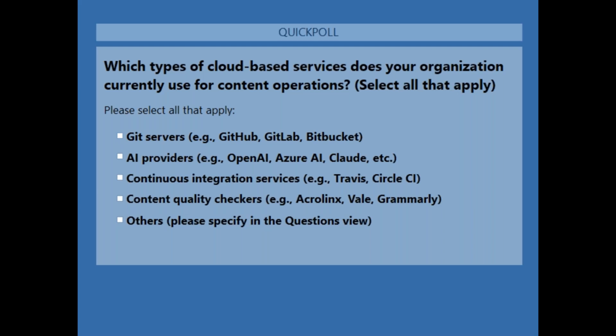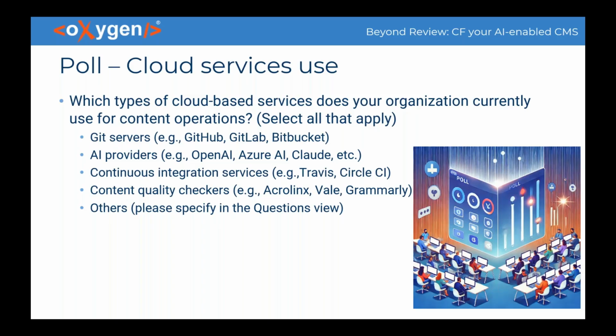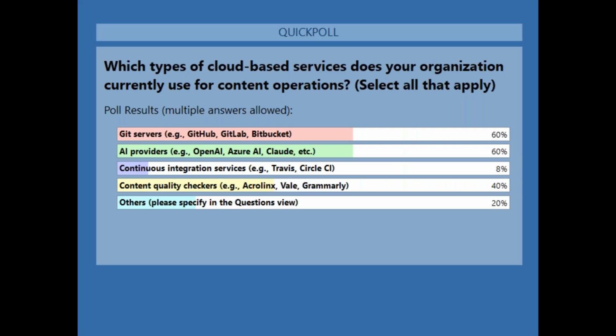Okay, so we are still counting the results. Yeah, it seems that the most popular are Git servers and AI providers, both at 60%. So it seems that this is a kind of baseline now for producing content. You need a Git server and an AI provider. Yeah, thanks for sharing.